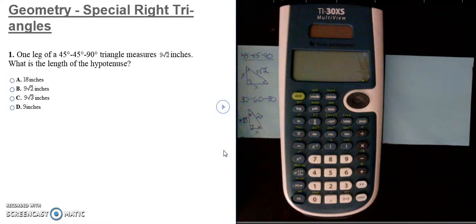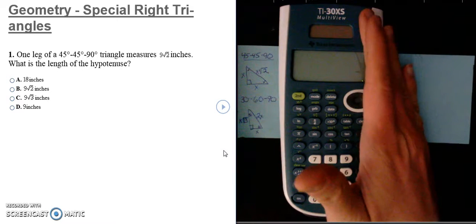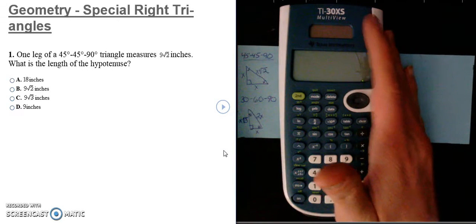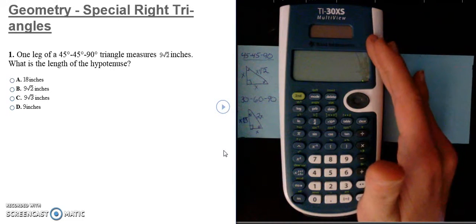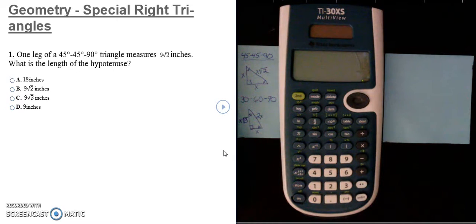Hello and welcome to today's lesson. We're going to be looking at how to use the TI-30XS Multiview Calculator by Texas Instruments to help you out with some of the problems that are in the special right triangles lesson in the Study Island Geometry section.